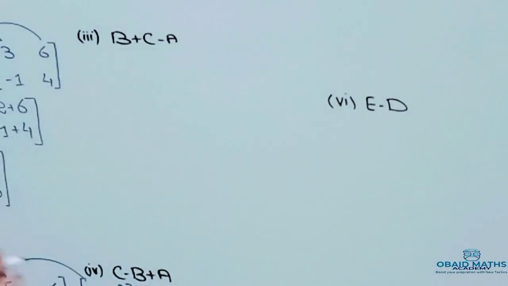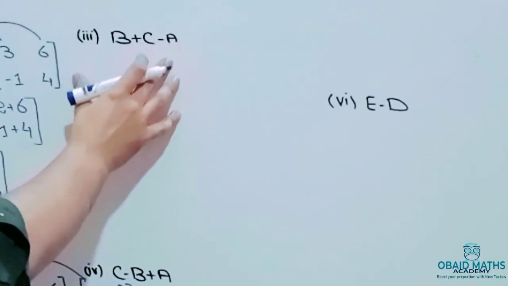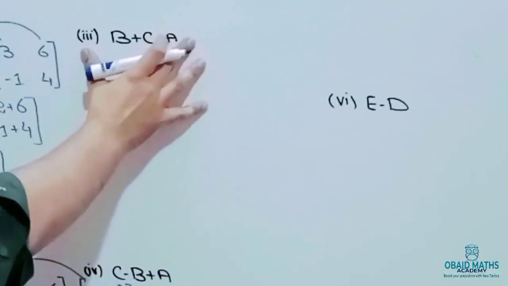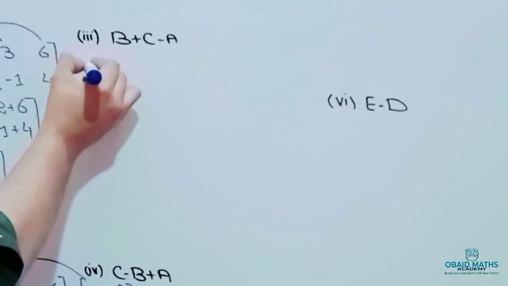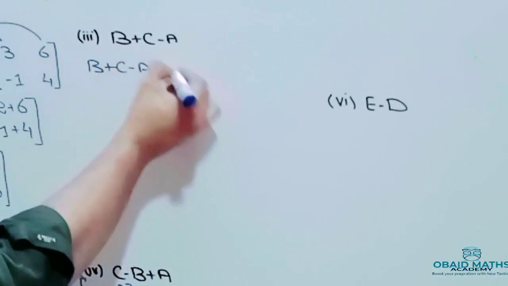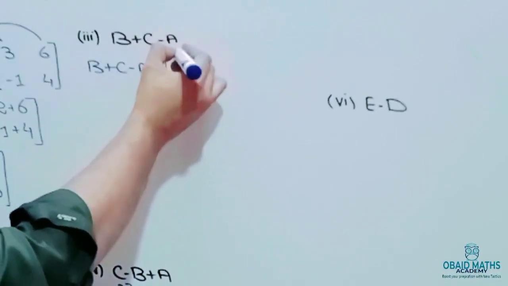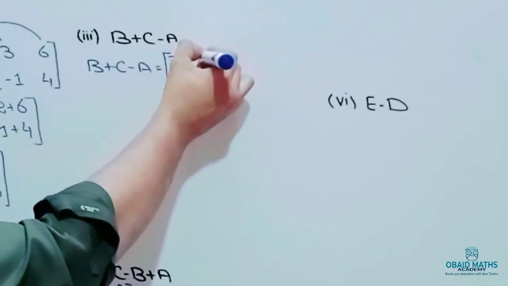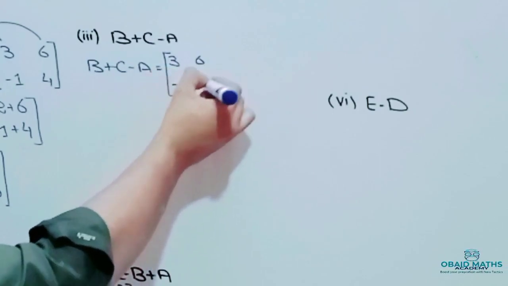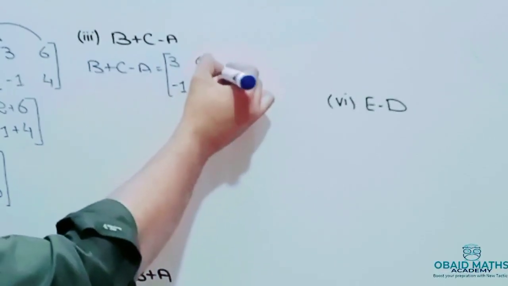Okay class, now moving toward the third part. Again, there are three matrices, and we have to write them in the same order as in this part, like B plus C minus A. First you have to write the matrix B: 3, 6, minus 1, 4, matrix close. The second one is matrix C.